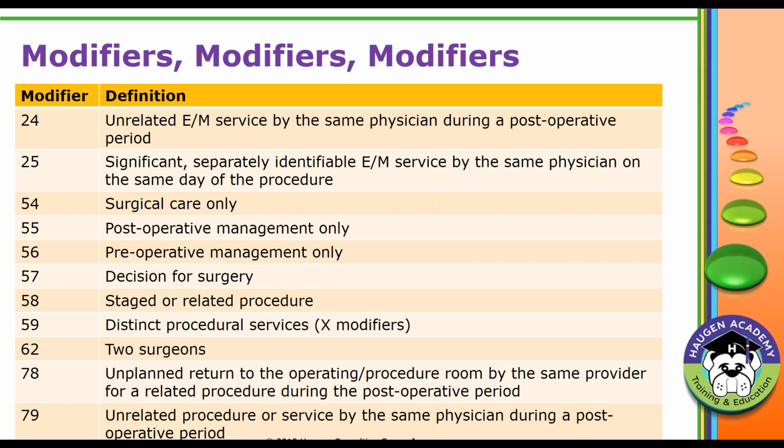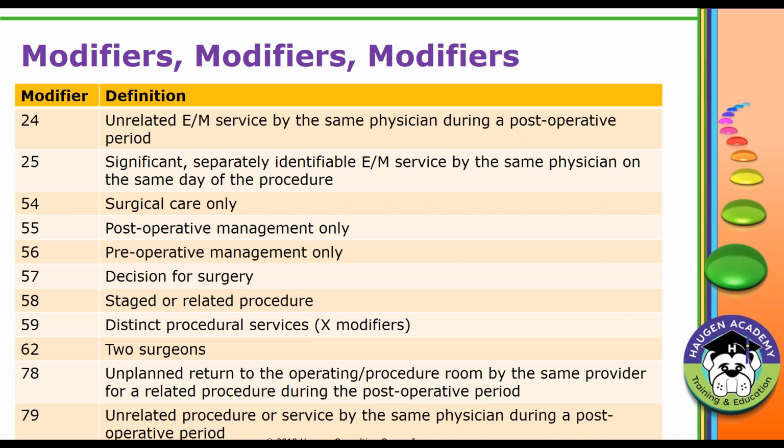24, we just went over an example of that. Has to be unrelated to the operation that has the post-op period. 25, that's usually used on an E&M that was done on the same day as a minor procedure, but it needs to be a significant, separately identifiable E&M.